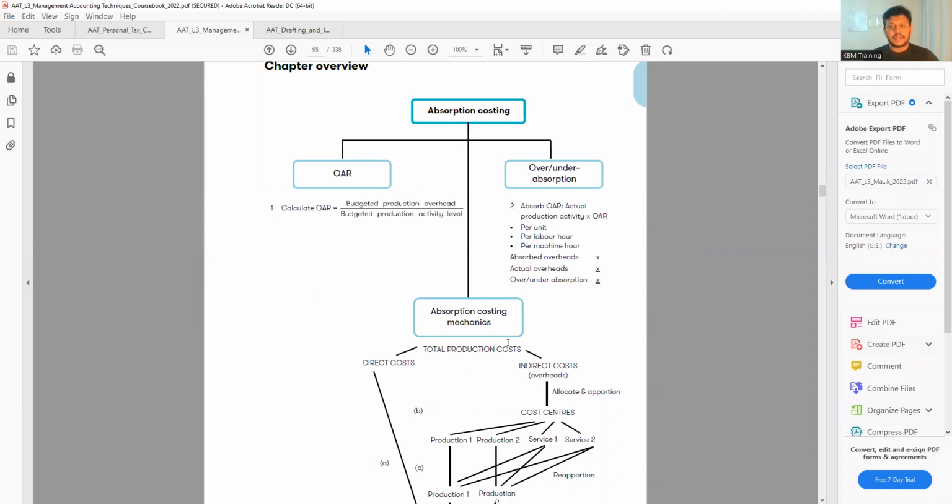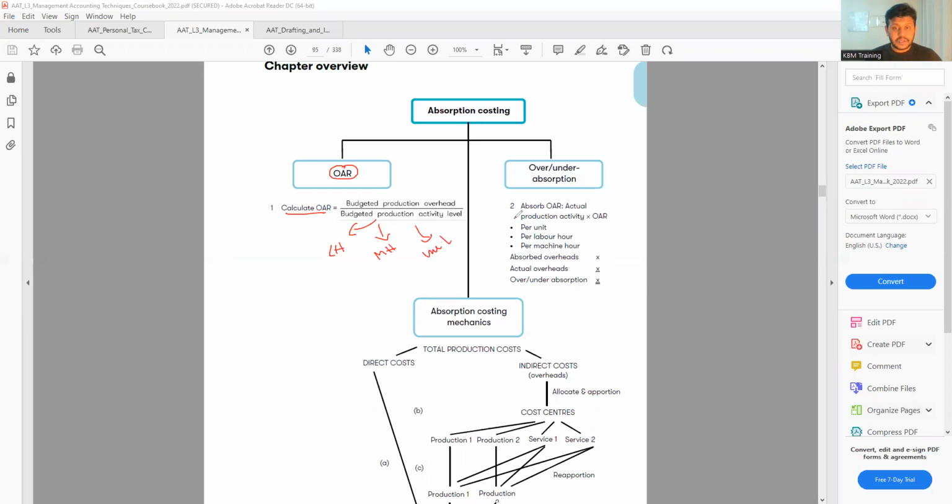Now, the first thing that we discussed before is OAR, and that is overhead absorption rate. So as we said, on the top it will be the budgeted production overhead, and under it will be the budgeted activity level. Now, the activity level could be the labor hour, could be the machine hour, or could be the unit.